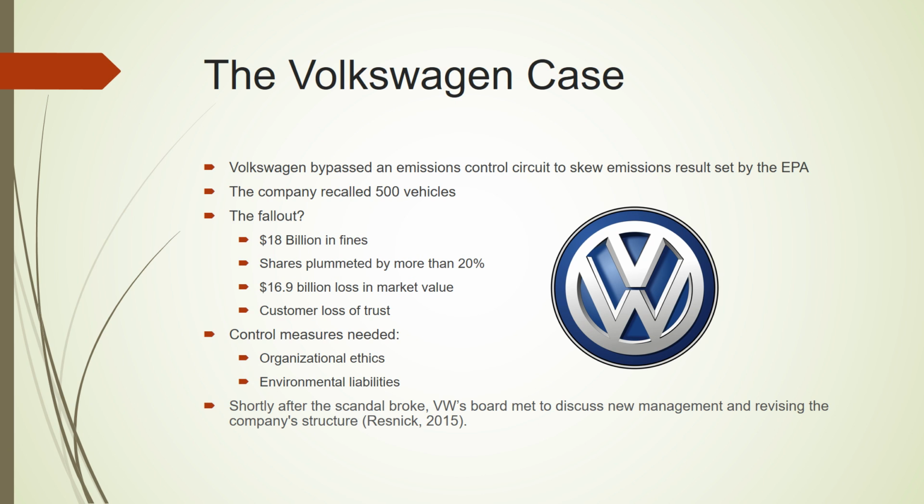So looking at this situation, some control measures that could have been in place that would have avoided this were definitely organizational ethics. The company could have put control measures to ensure that they were operating at ethical standards and environmental liabilities. Interestingly, shortly after the scandal broke, the Volkswagen board met to discuss new management and to revise the company's structure. So you can see at this point they did implement some control measures.